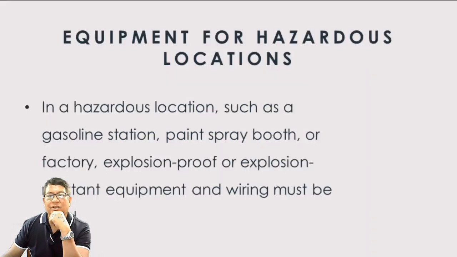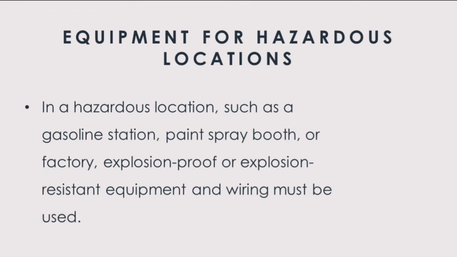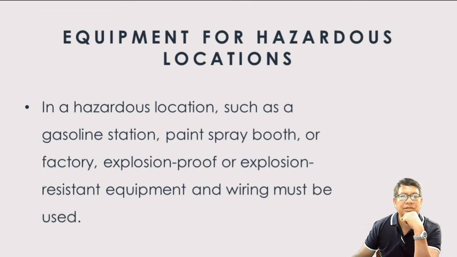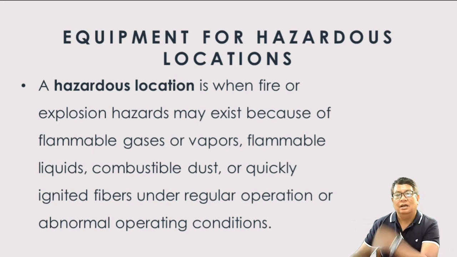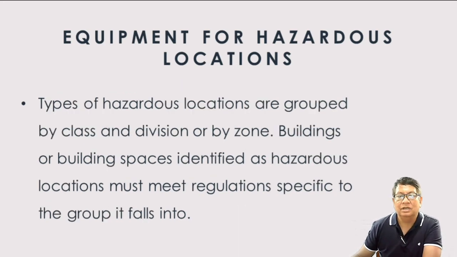So, equipment for hazardous locations. A hazardous location is such as a gasoline station, a paint spray booth, or a factory, where explosion proof or explosion resistant equipment is needed. You have to protect these. A hazardous location is where fire or explosion hazard may exist because of flammable gases or vapors, flammable liquids, combustible dust, or quickly ignited fibers. So just try to protect against these hazardous locations.